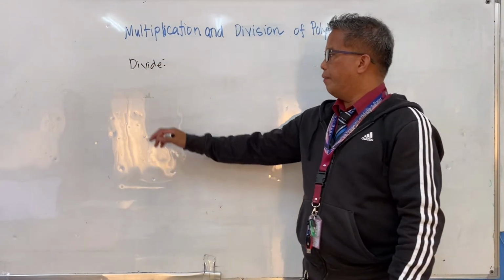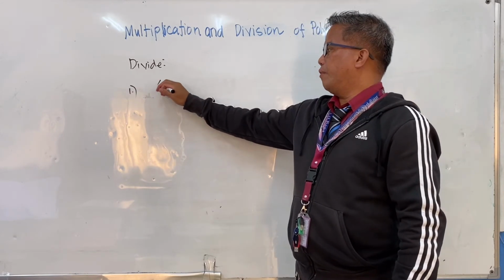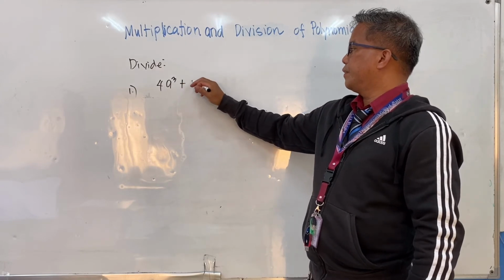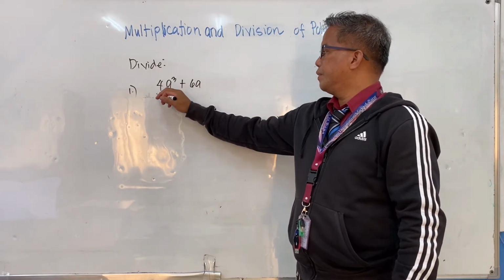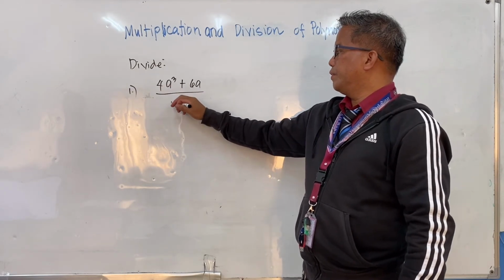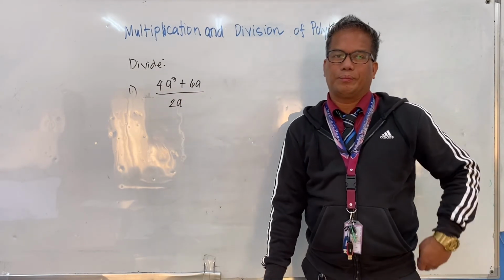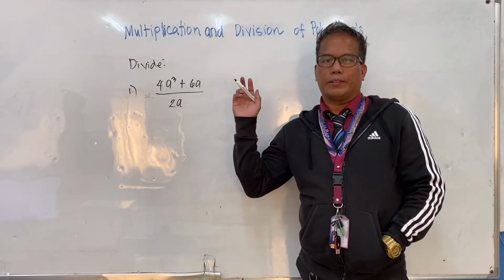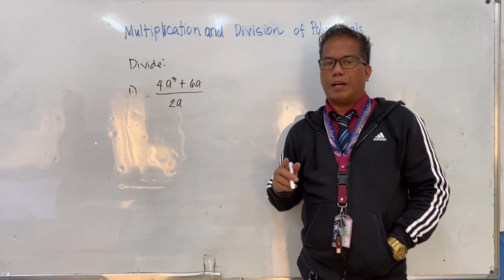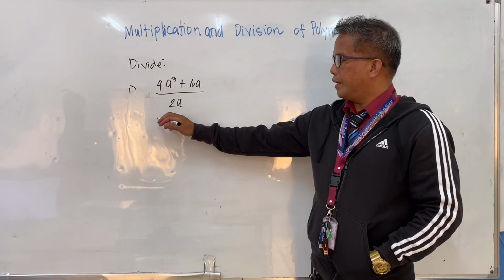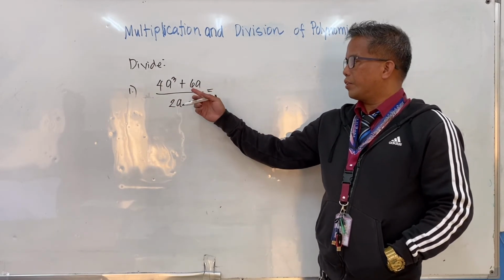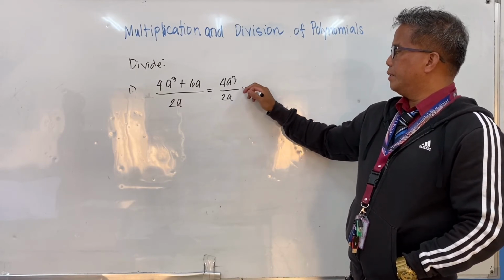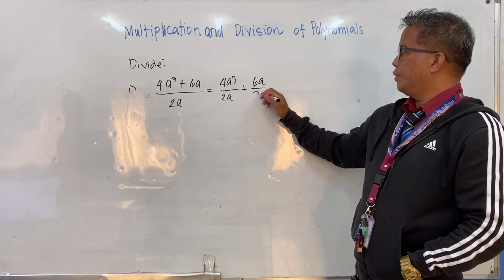Divide. Number 1. If we have 4a cubed plus 6a divided by 2a. Now, if you are going to divide this, we have the binomial in the numerator and monomial in the denominator. We can rewrite this question in terms of 4a cubed over 2a plus 6a over 2a.